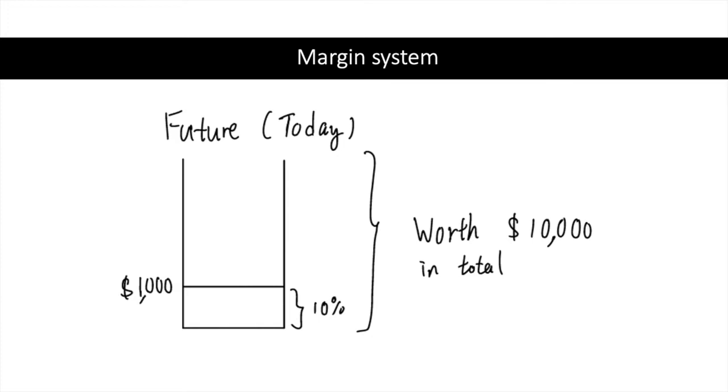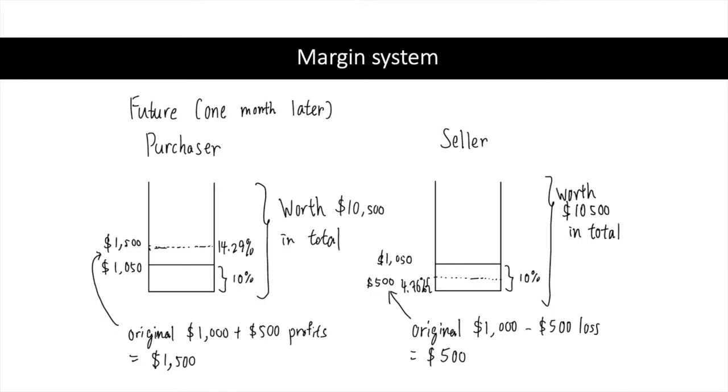Let's take an example so everything is very clear. Here, let's look at the diagram. A future worth $10,000 today. So each party in the future contract has to deposit $1,000 into its own trading account to maintain a 10% margin ratio. One month later, let's assume that the price of the future goes up to $10,500. So each party needs to have $1,050 in its own account in order to maintain the 10% margin ratio.